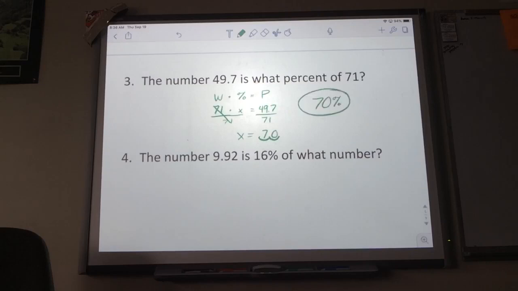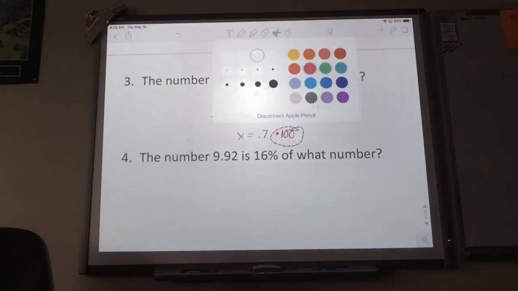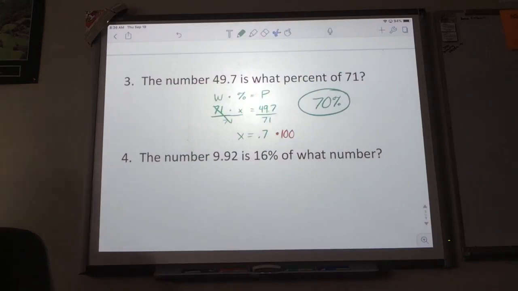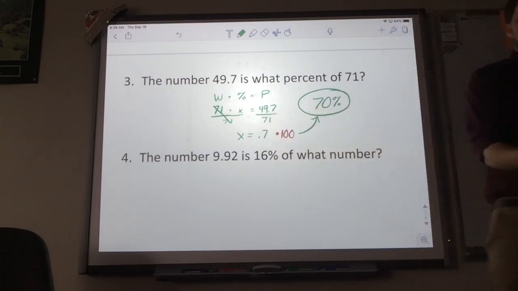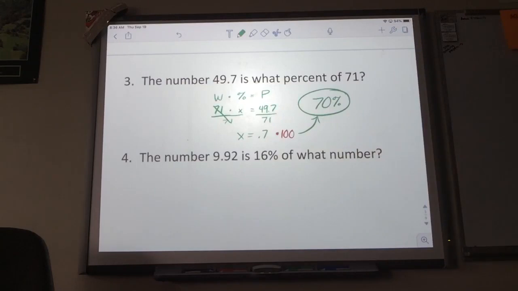The way that you can check that is multiplying it by 100. If you have this, just take that decimal and multiply it by 100. I'm going to change that so you know it's not part of the problem. Multiply that by 100, and that should make sure that you get the right thing. The most commonly wrong answer on this is 7%. That would be 0.07, not 70%.